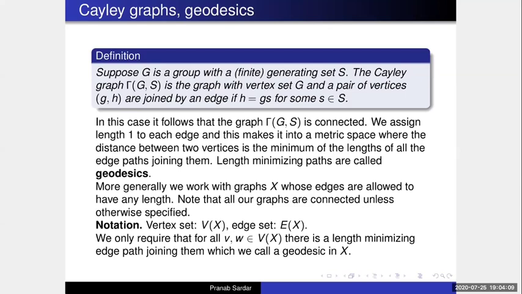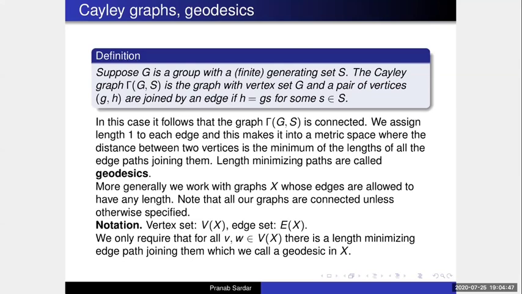But in general, if I take a group G and a generating set S, then it is easy to see that this graph Gamma(G,S) is a connected graph. And what we do is assign length 1 to every edge in this graph. And this makes it into a metric space. Because given two vertices, we find edge paths joining them, and then we find the minimum of the lengths of such paths. That we define as the distance between the vertices. So this defines a metric. The length minimizing paths we refer to as geodesics.